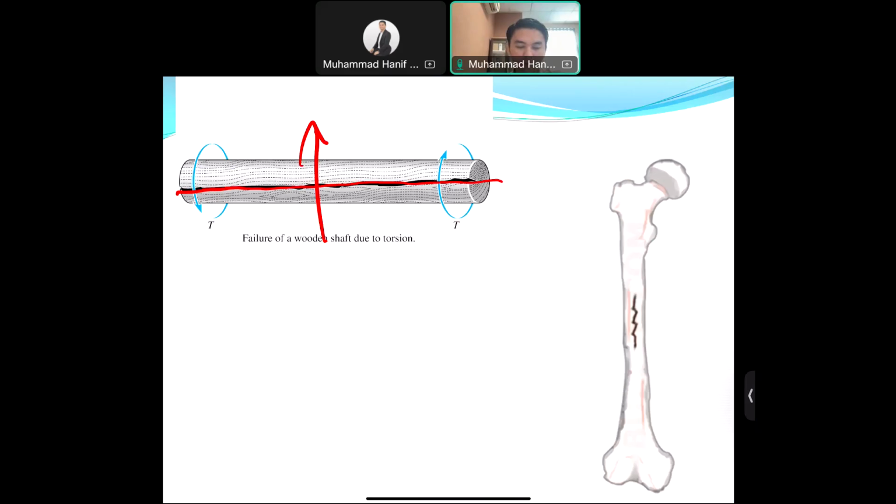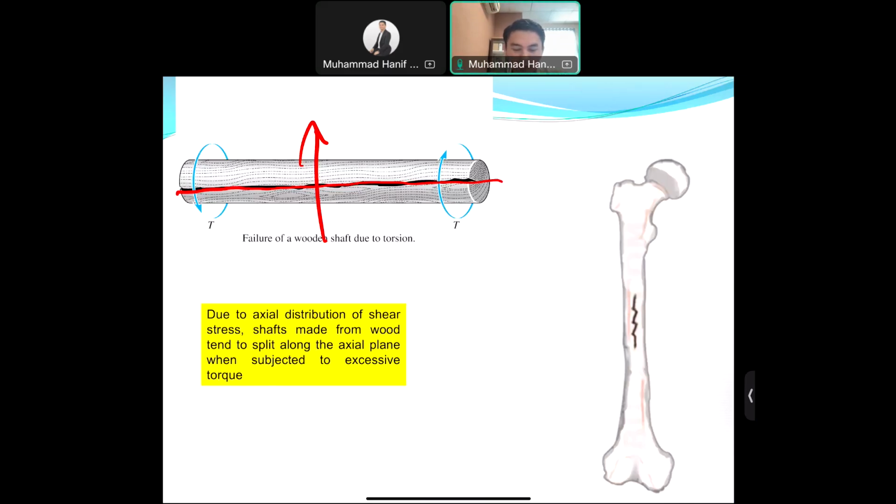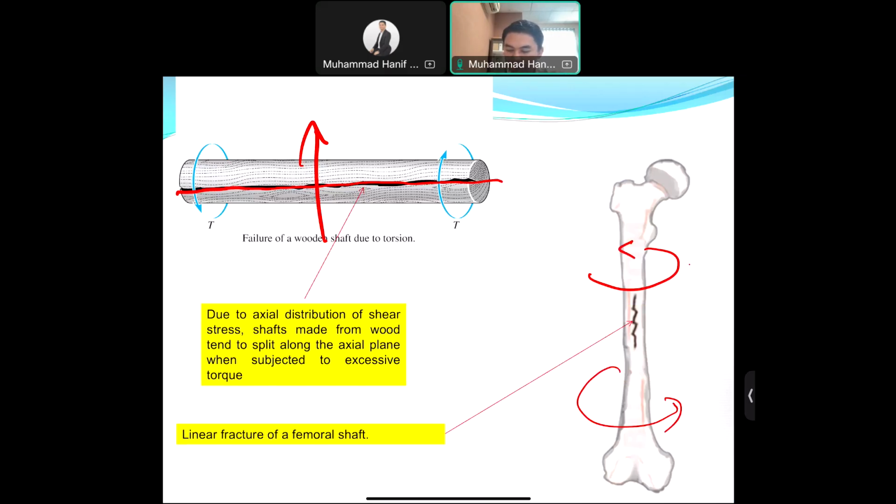Okay, due to the axial distribution of shear stress, a shaft made from wood tends to split along the axial plane when subjected to excessive torque. If excessive torque, then it breaks, I mean failure will occur. Same goes for the bone. Linear fracture of the femoral shaft will occur as well if there is excessive torsional force, like this one.